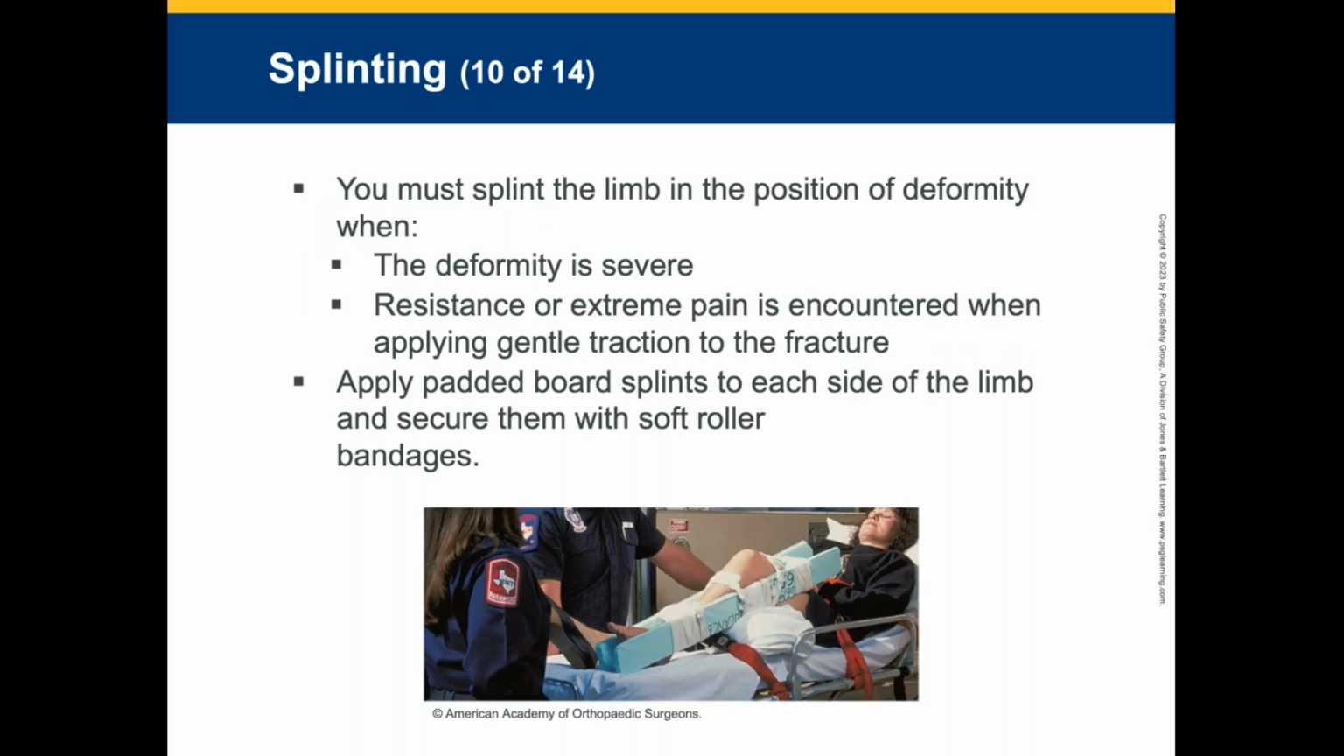You must splint the limb in the position of deformity when deformity is severe, or resistance or extreme pain is encountered when applying gentle traction to the femur or shaft of a long bone. So we want to make sure we're applying padded board splints to each side of the limb. On the board splints that we have, one side has padding, the other side is a hard board, with padding towards the body. And most angulations or dislocations should be splinted as found.